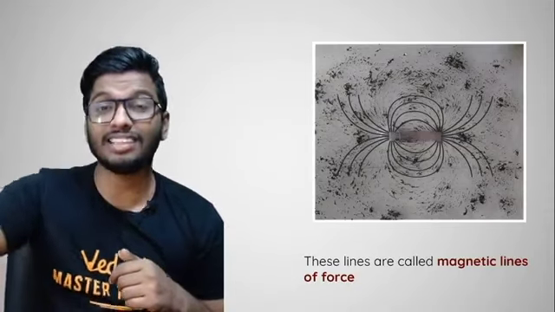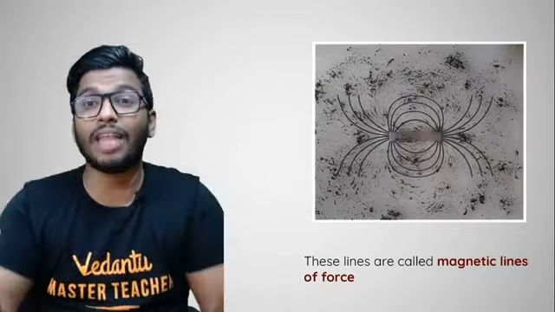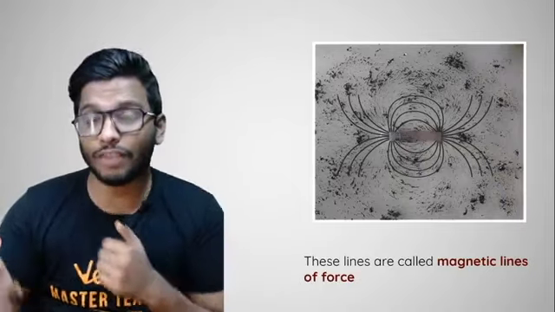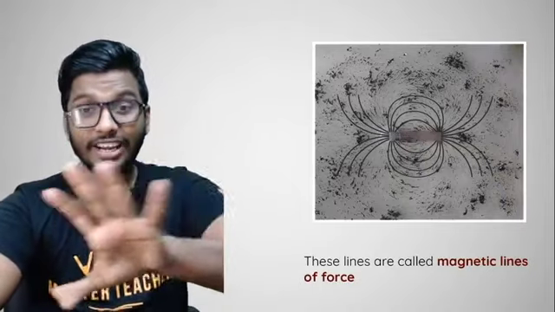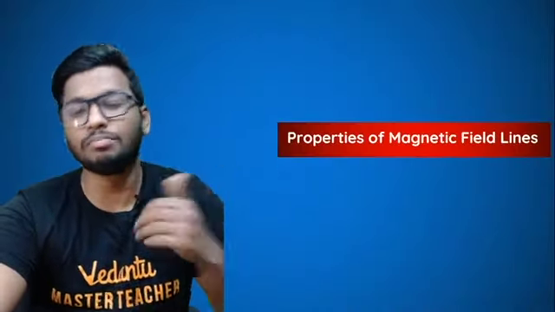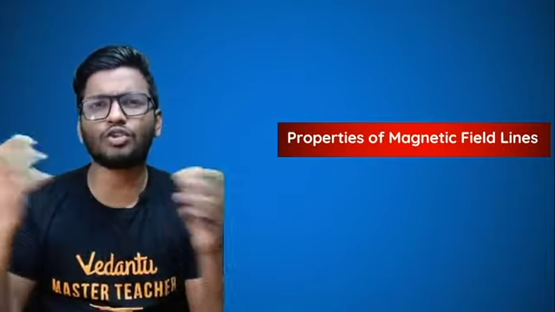So basically, they are nothing but lines which denote the direction as well as the arrangement of the magnetic field. So basically, it is the magnetic lines of field. Now, if you look at it very carefully, there are a few key features, some properties, I might say, that make it so peculiar.